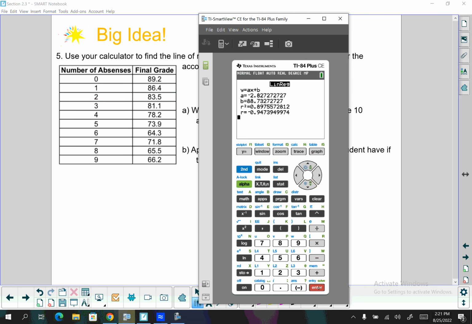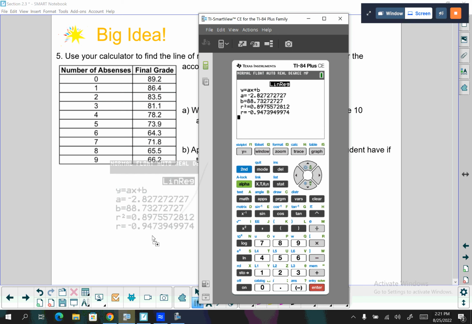And then it's not really important right now if you have the R's also, but you should have an A value of -2.83-ish and a B value of about 88.73. Okay? If you don't have those numbers, but it's really close, it's just because you typed in a data value wrong. So you just want to go back to your list and check it.